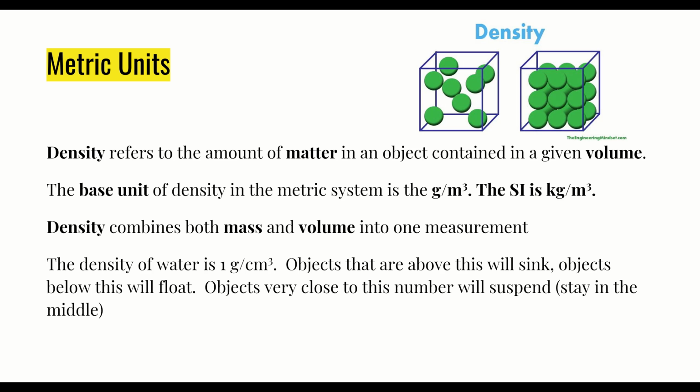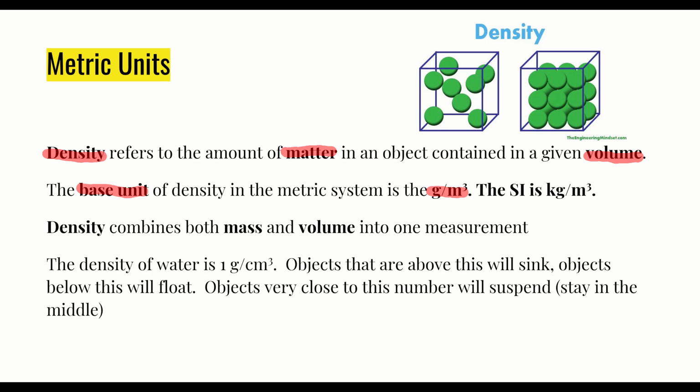So starting off here with our metric units, density refers to the amount of matter in an object contained in a given volume. Basically what that's telling us is the amount of stuff in a given amount of space. The base unit of density in the metric system is the gram per meter cubed. You notice those are the base units for the matter and volume, so we just combine those.